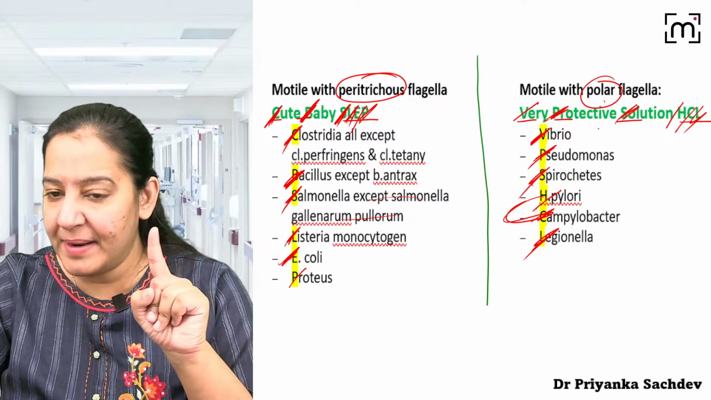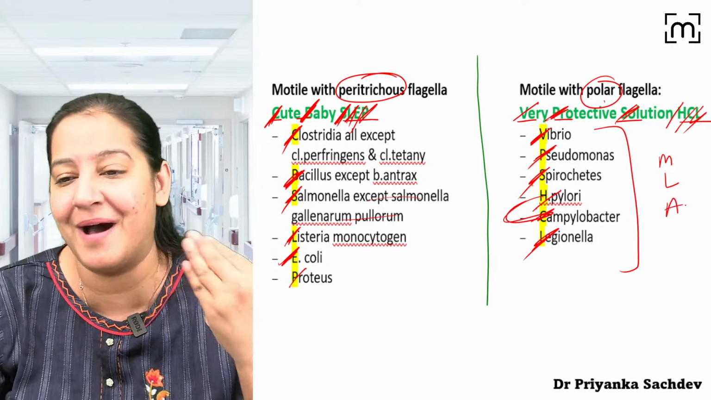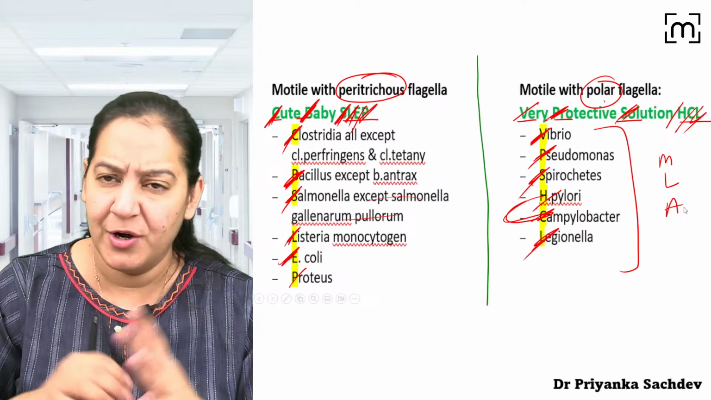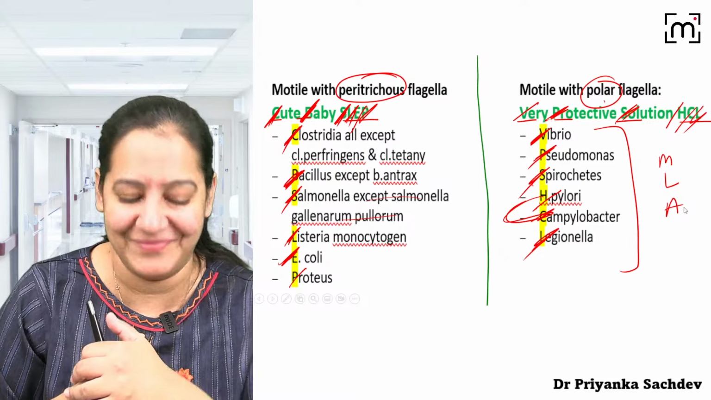Now don't ask me, ma'am, among these which of them are monotrichous, which are lophotrichous. And frankly speaking, even I don't know. Knowing that they are polar is more than sufficient. Don't subclassify them. Give me a thumbs up.